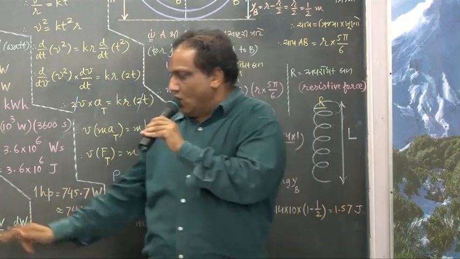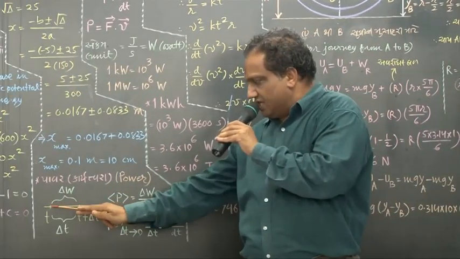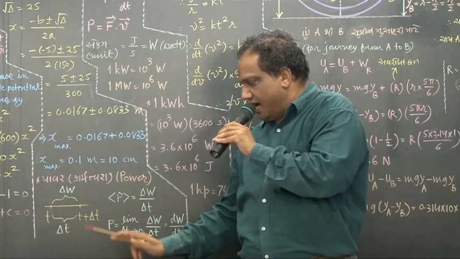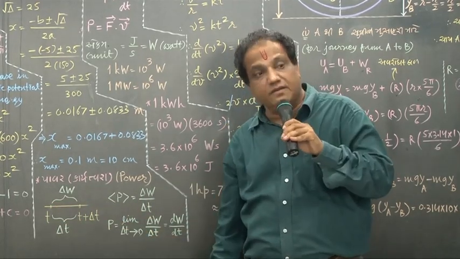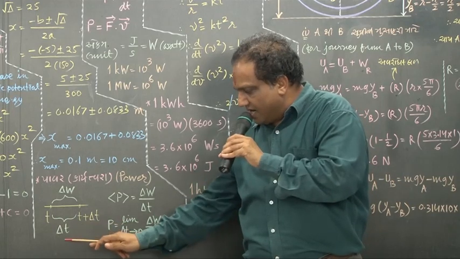Look, on this time scale, between these two instants, t and t plus delta t, what is the time interval? Delta t.